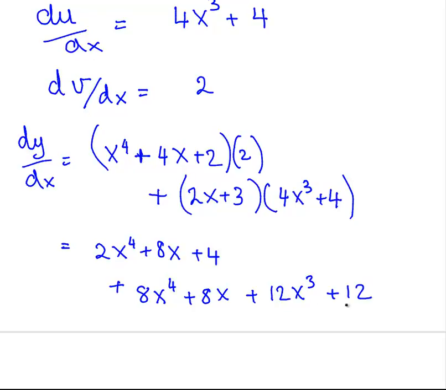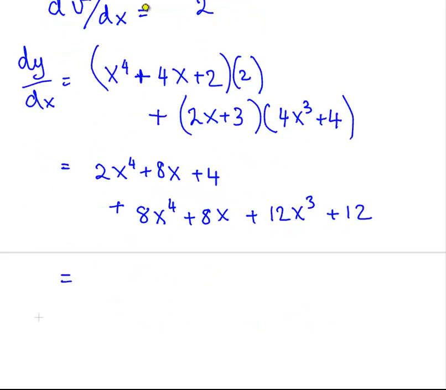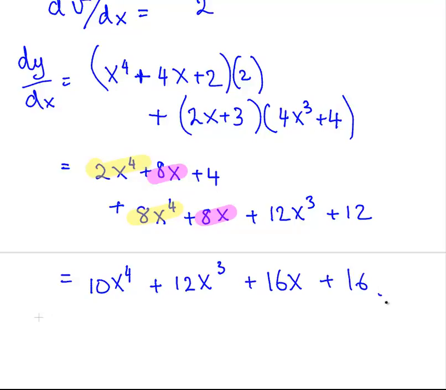Now essentially what we do is just collect up all of those terms. The x to the power of 4 terms, we have 2 of them there, so that is 10x to the power of 4. Then we have an x cubed term, plus 12x cubed. We have 8x and 8x, so we have plus 16x. There are no x squared terms. The last thing we have to do is add in 16. So 10x to the 4 plus 12x cubed plus 16x plus 16.